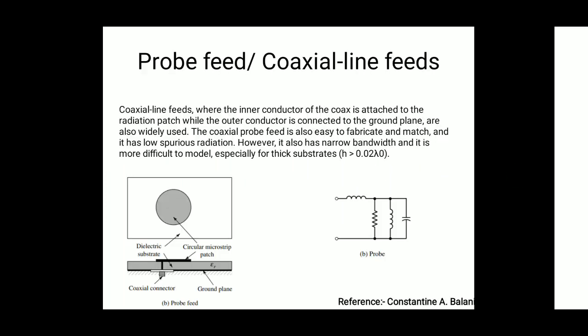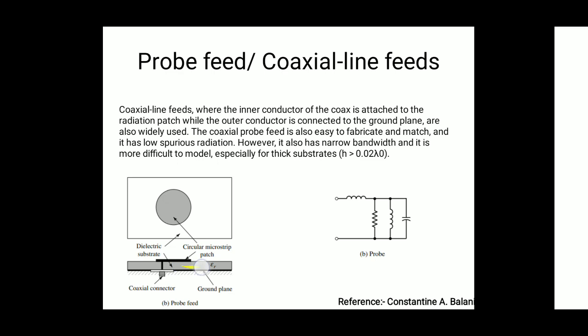Next we discuss the probe feed. To reduce the disadvantages of microstrip lines, like the spurious waves and surface waves, we use the probe feed or coaxial feed. You can see this is a simple circular patch antenna, a conducting patch. The antenna is powered by a coaxial probe. There is one coaxial connector, and inside you can see this is the inner conductor. So we can feed power through this inner conductor to the patch.